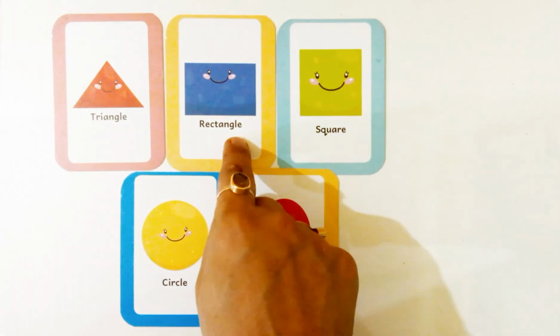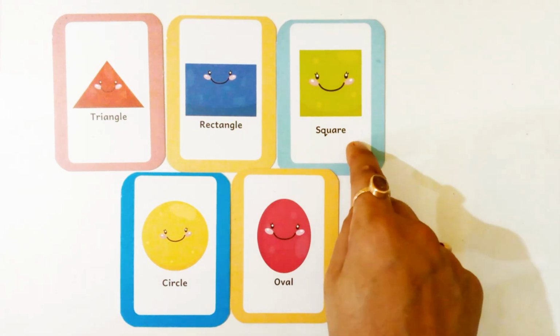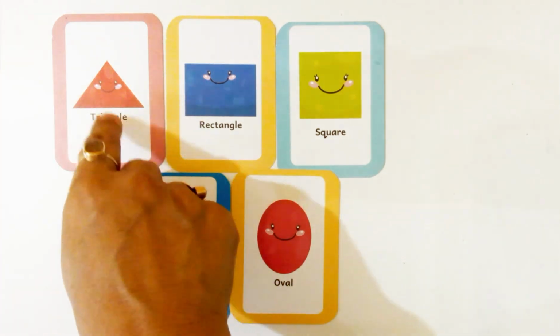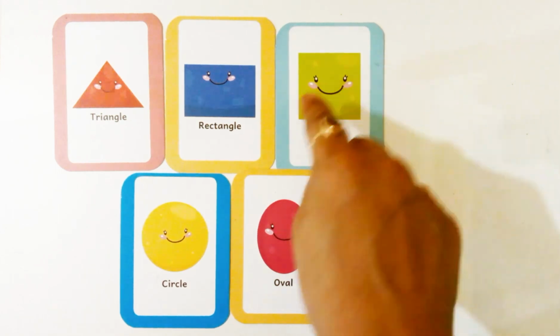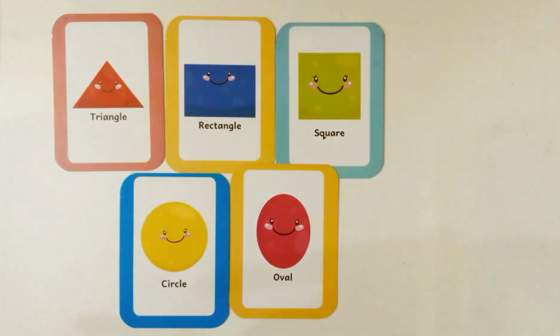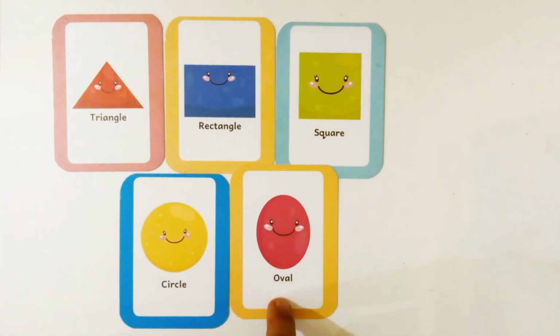R for rectangle. R-E-C-T-A-N-G-L-E, rectangle. S for square, S-Q-U-A-R-E is square. C for circle, C-I-R-C-L-E is circle. O for oval, O-V-A-L, oval. Triangle, red color. Rectangle, blue color. Square, light green color. Circle, light yellow color. Oval, red color. So, triangle, rectangle, square, circle, oval.